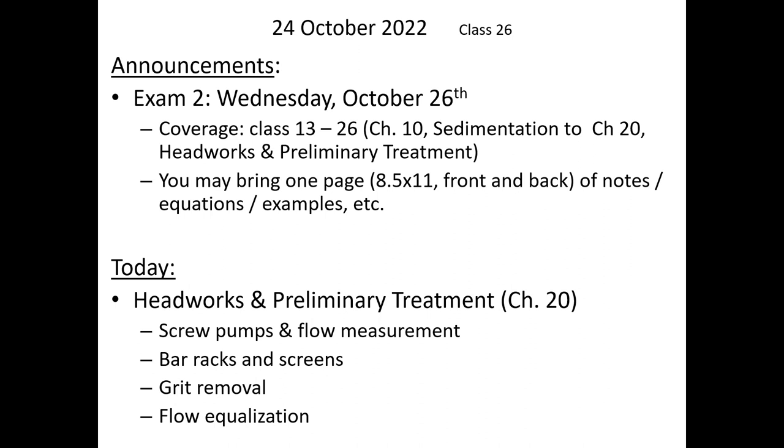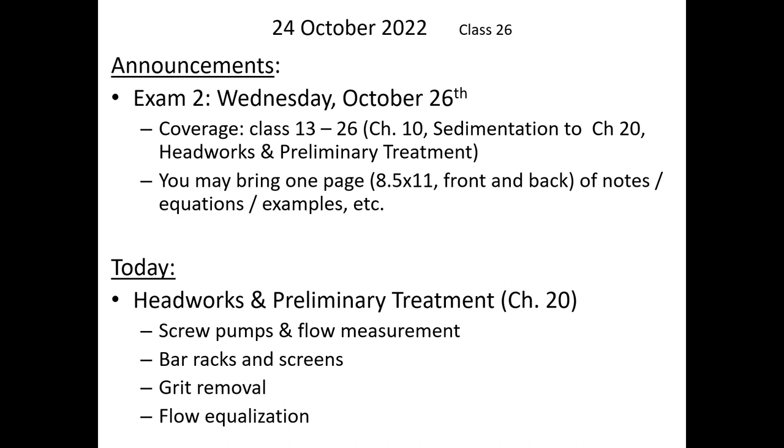Right, we've got an exam on Wednesday, and same as with the first exam, you can bring your own page of equations, notes, previously worked examples, whatever you like. The exam's going to have a blend of concept questions, which are basically short answer type questions, as well as problem solving. And the material is going to be classes 13 through 26.